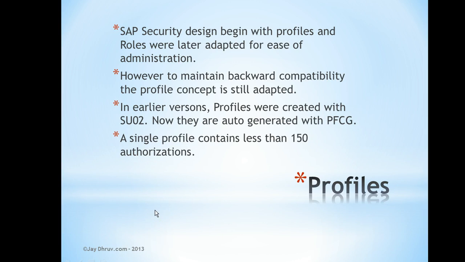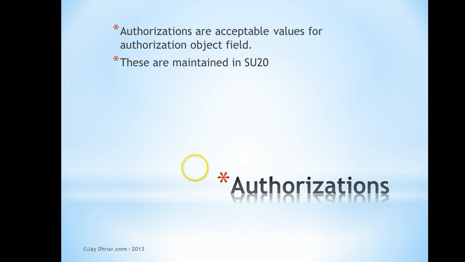A single profile contains less than 150 authorizations. So if you have one role which is too big and contains lots and lots of authorization objects, then it gets split into multiple profiles. Authorizations are acceptable values for authorization object field.